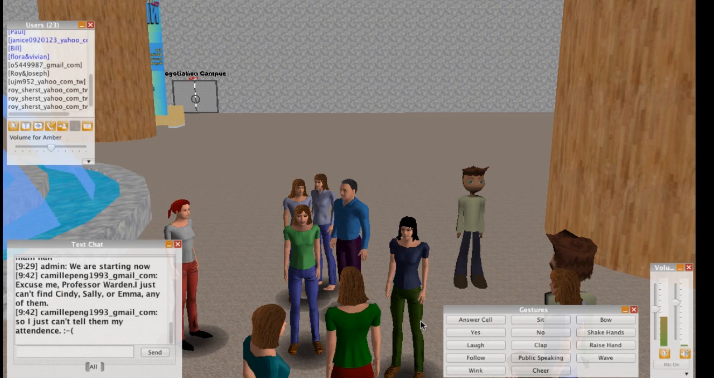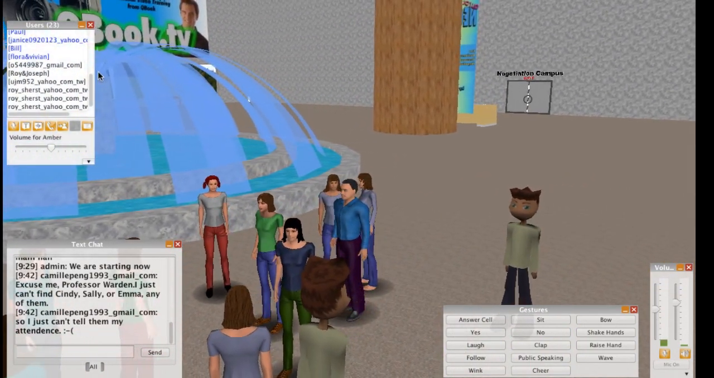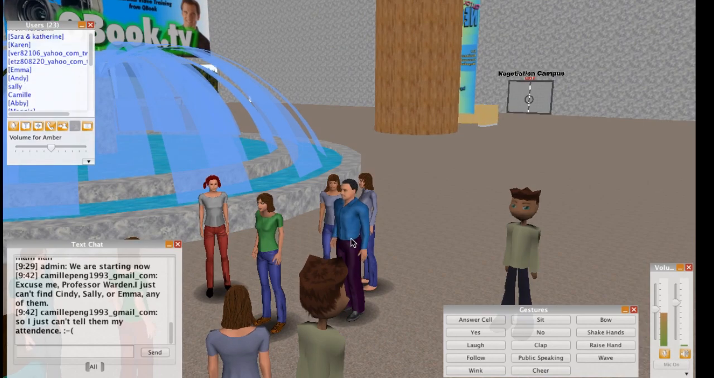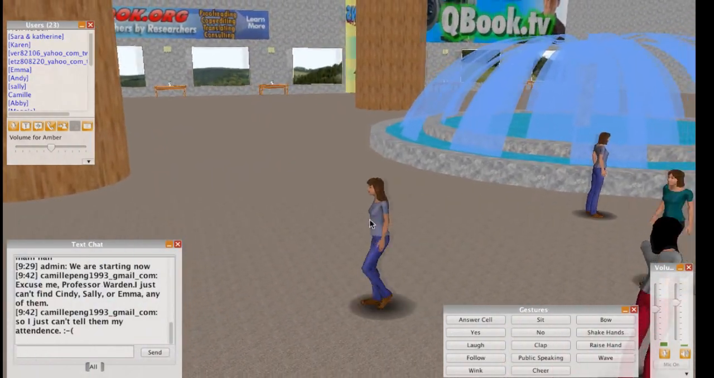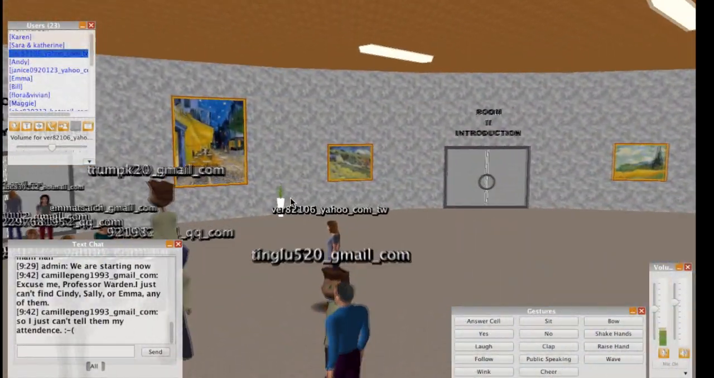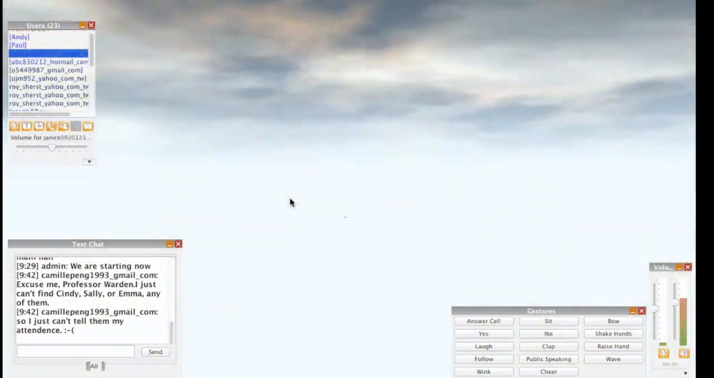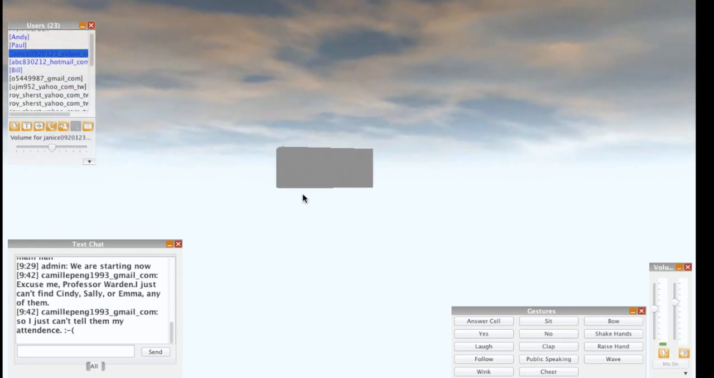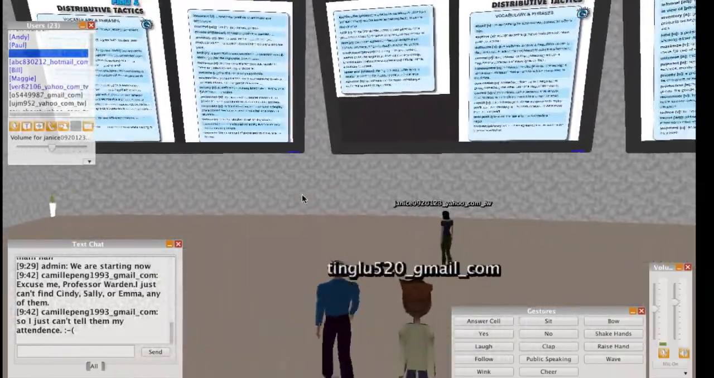Okay, so what we're going to do now is go into the rooms and look over some of the vocabulary to start with. Everybody follow me into the first room. Somebody's testing their mic. Hello. Who's testing their mic? Okay, everybody follow me to the first room. Follow me into the vocabulary room. Let's all go in the vocabulary room. Room number one. Okay, here we go.